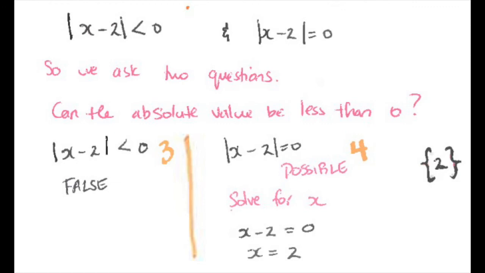So we focus on the other one. Is the absolute value of x minus 2 equal to 0 possible, over here on the right in 4? Yes, that is possible. So we can solve for x. x minus 2 is equal to 0, so x is equal to 2. So the lone solution of this inequality is 2. And you will put that in set notation with the braces as just the 2, the lone element in this set.